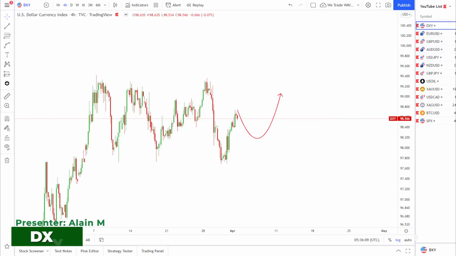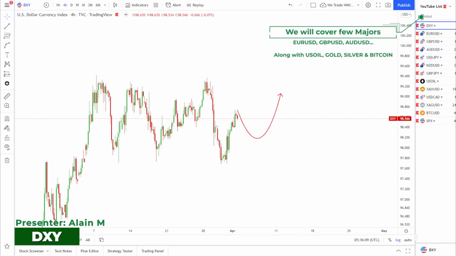As usual, we will start with dollar index, DXY. We will cover a few majors along with US oil, gold, silver, and Bitcoin. The time frame that we are using here is 4 hours.